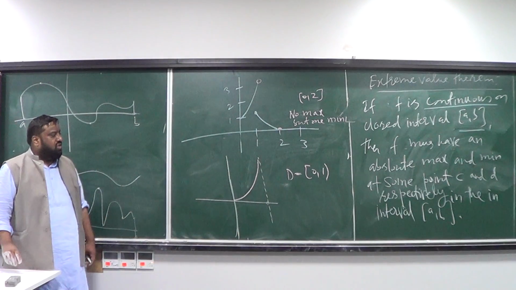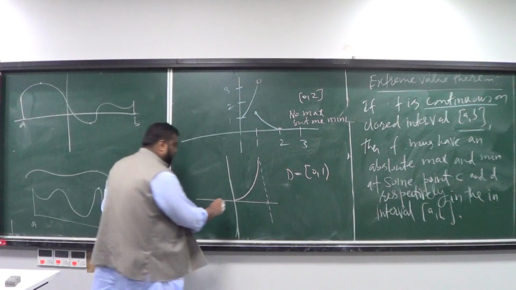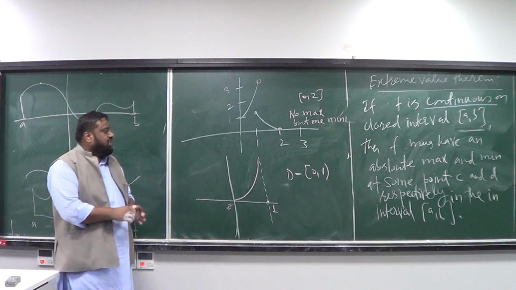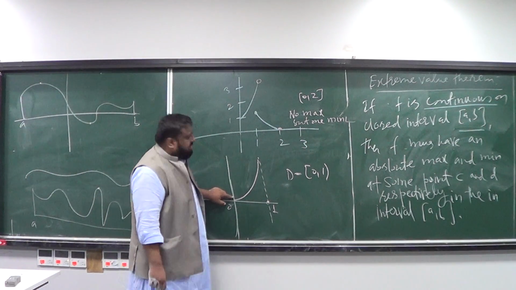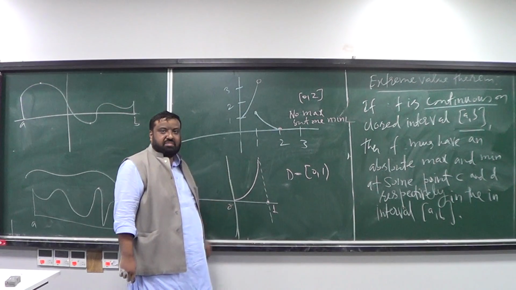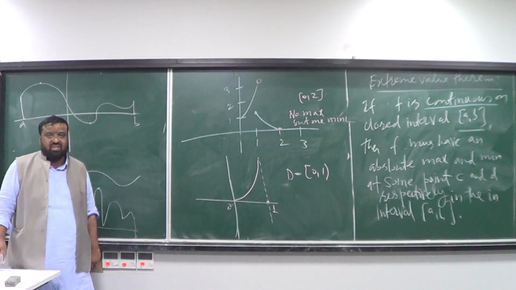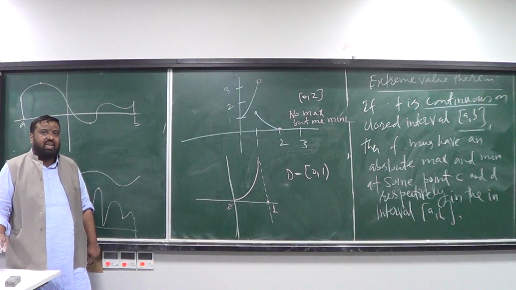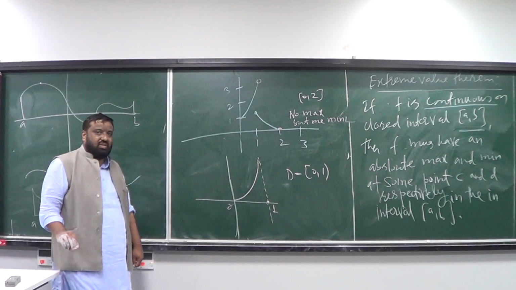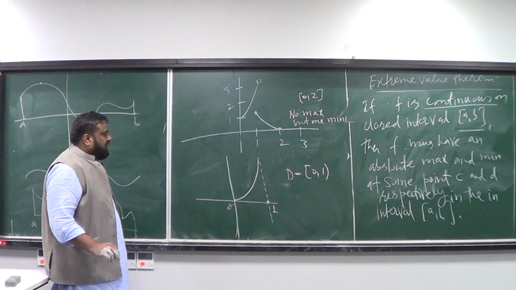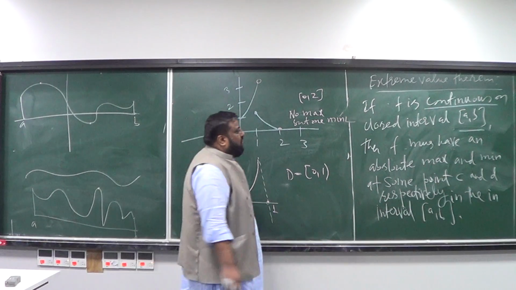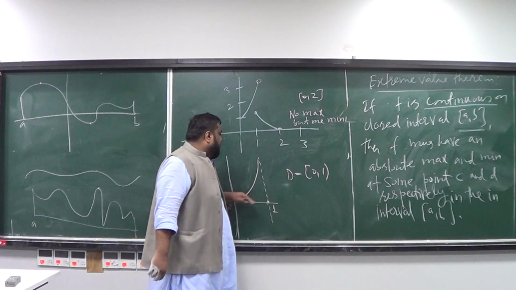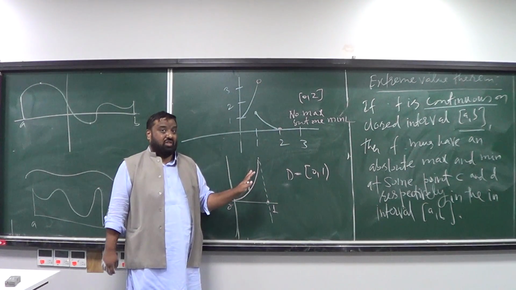Okay. 0, but 1 is excluded. Let's call this point 0 and let's call this point 1. Then this function has an absolute minimum but not an absolute maximum. Since we didn't have a closed interval, we saw that if you don't have a closed interval, you can't have the maximum and the minimum both.